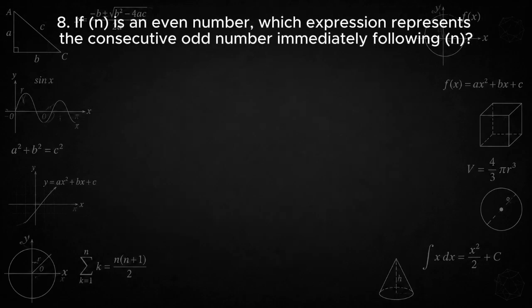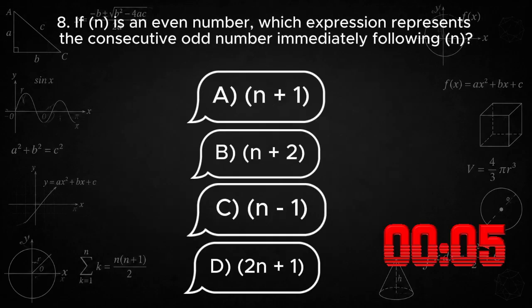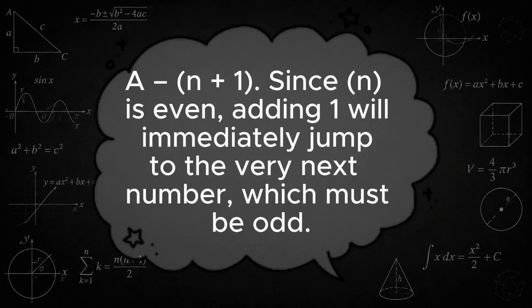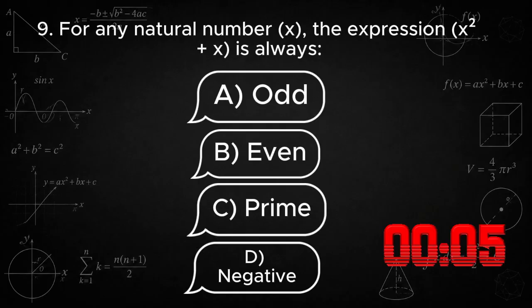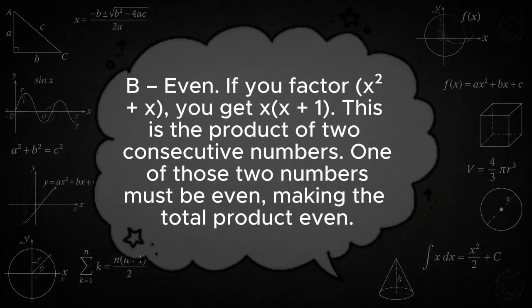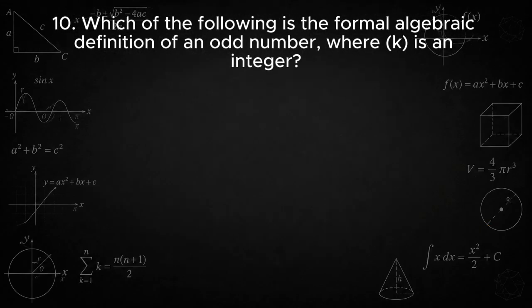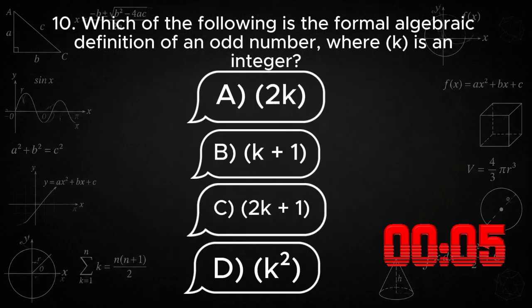8. If n is an even number, which expression represents the consecutive odd number immediately following n? 9. For any natural number x, the expression x squared plus x is always. 10. Which of the following is the formal algebraic definition of an odd number where k is an integer?